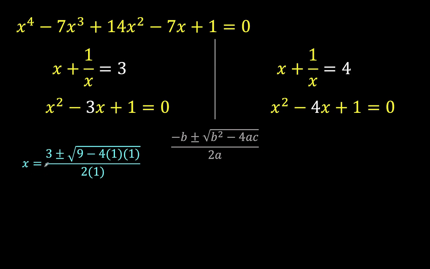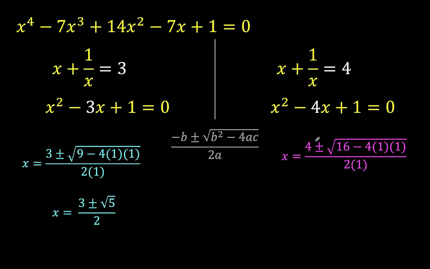We have x equals 3 plus or minus the square root of 9 minus 4 times 1 over 2 times 1. The radicand here simplifies to 9 minus 4, which is equal to 5. So we have 3 plus or minus the square root of 5 over 2. Then for the equation at the right side, our a is 1, our b is negative 4, and our c is positive 1. Substitute that into the quadratic formula, and here is the result. Then 16 minus 4 is 12. And the square root of 12 is simplified as 2 square root of 3. There's a common factor of 2 here. This finally simplifies to 2 plus or minus the square root of 3.